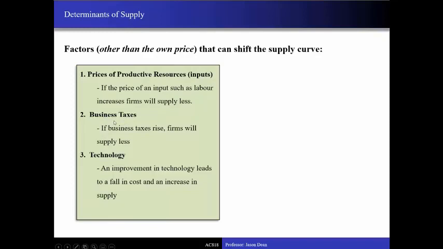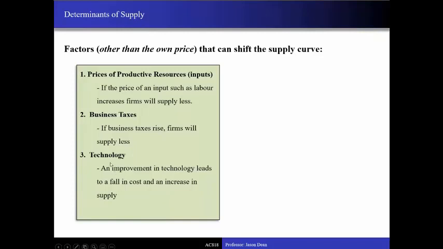This is also a cost of an input. It's sort of an input price, but taxes are not really related to how much you produce, whereas input prices are more related to how much you produce. But nevertheless, the effect is the same. So if taxes were to increase, we would say that firms would supply less.